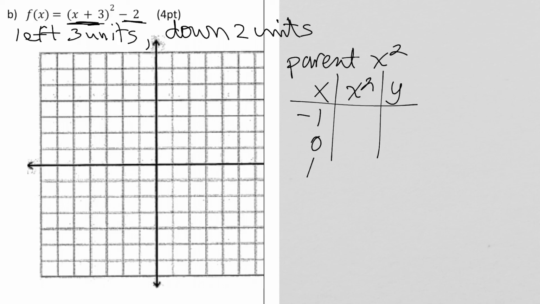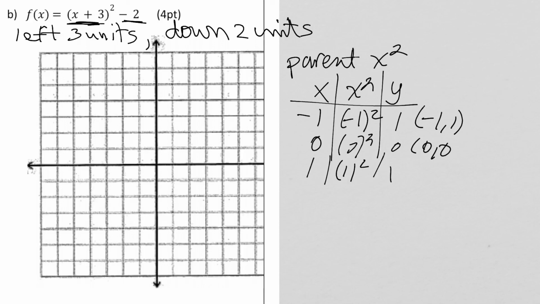All I need is 3. I'm going to do negative 1, 0, and 1. So negative 1 squared is 1. So these are the 3 points, negative 1, 1, and 0, 0, 1, 1, I'm plotting. This one, and here. So this is my parent function.